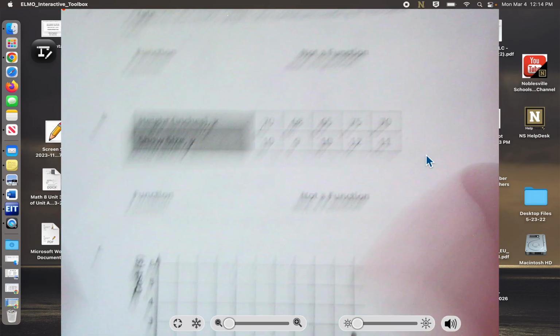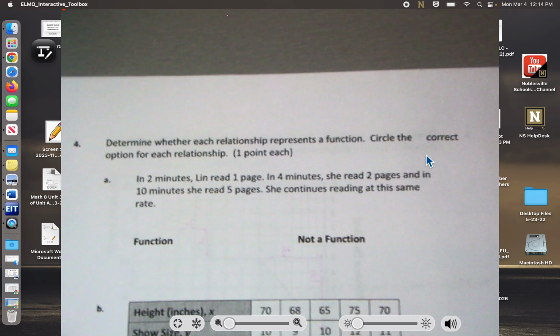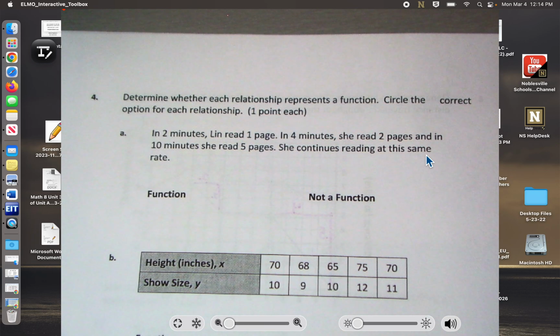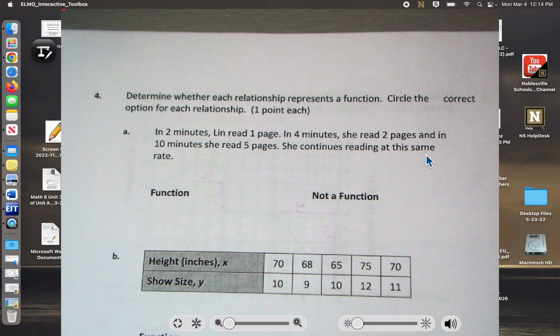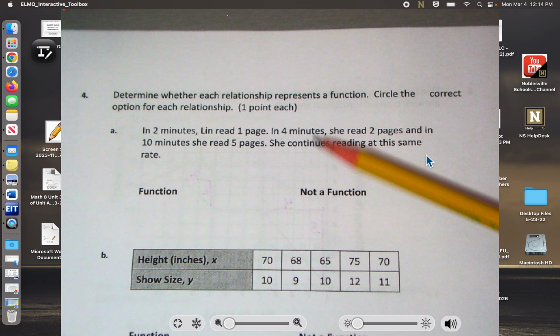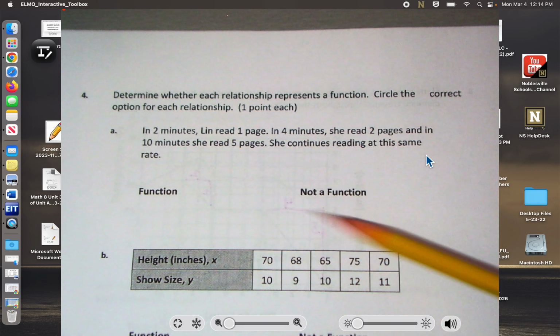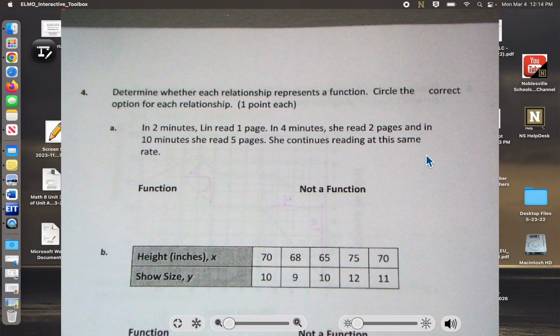All right, function. Function or not a function? We're going to determine whether each of these relationships is a function. Circle the correct option. Okay, so for this section of the assessment tomorrow, you literally just have to look at this scenario. Is it a function or not? Look at this scenario, function or not.